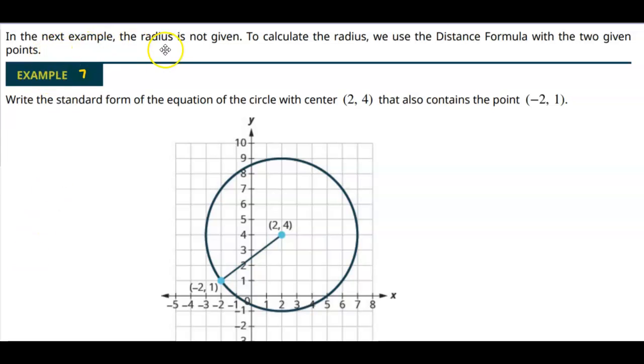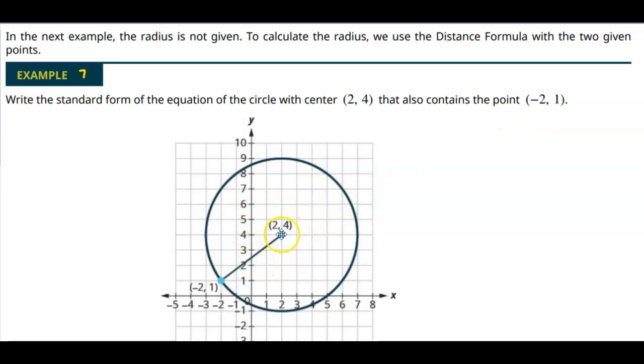In this next example, the radius is not given. So to calculate the radius, we use the distance formula with the two given points. So we're going to write the standard form of the equation of the circle with center (2, 4) that also contains the point (-2, 1).